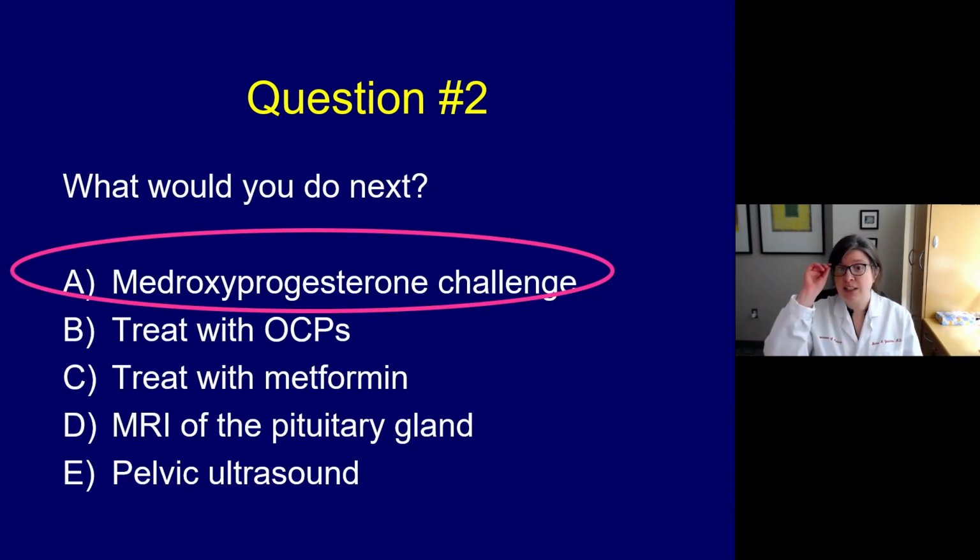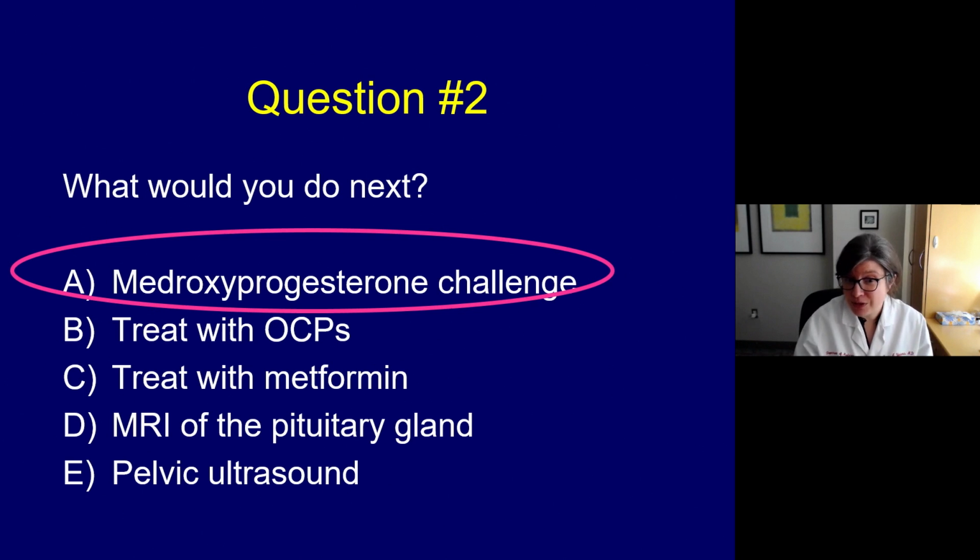So the correct answer is a medroxyprogesterone challenge. And the reason why is that in this patient, it's unclear whether this patient could have PCOS or hypothalamic amenorrhea. When you have features of both, I find the medroxyprogesterone challenge extremely useful. So you can imagine if someone is more hypothalamic amenorrhea, you give them a medroxyprogesterone challenge, they will have no withdrawal bleed because of the low estrogen state. If someone's more PCOS, their estrogen levels are fine. They just are not ovulating normally. So when you give a medroxyprogesterone challenge, it will cause a withdrawal bleed. So this is where this can be very useful as well.